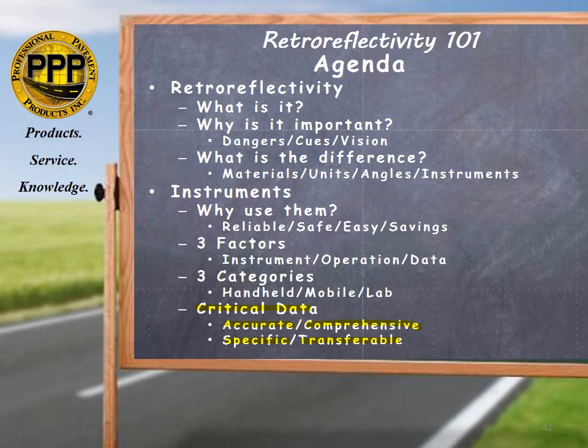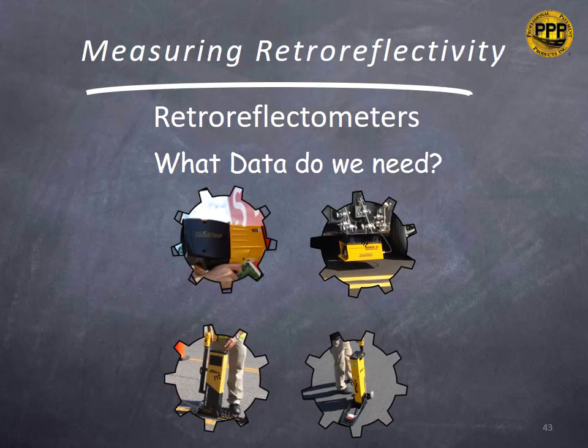Last on our agenda is critical data. What data points, what data information should be collected with your retroreflectometer? In the end, it's all about the data. After all, the sole purpose of taking measurements is to gather and analyze the data. What data should you expect from most all types of retroreflectometers?